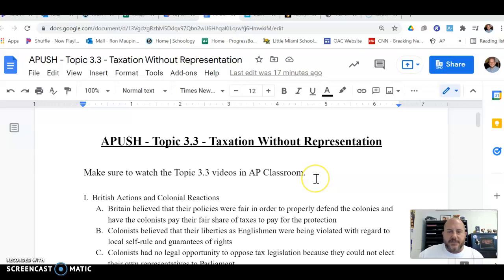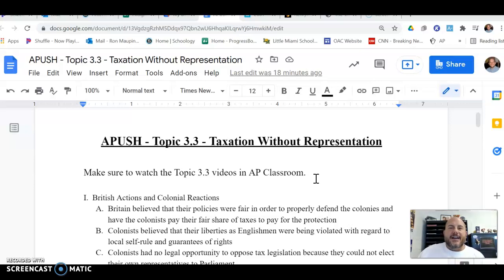Just real quick, wanted to give you a little bit of heads up in terms of what's going on here, in terms of what we're covering today. Today we're going to be taking a look at taxation without representation, and this is topic 3.3 for APUSH. Now, when we were last here, we were talking about how there were numerous long-term causes that were laying the foundation for what will eventually become the American Revolution.